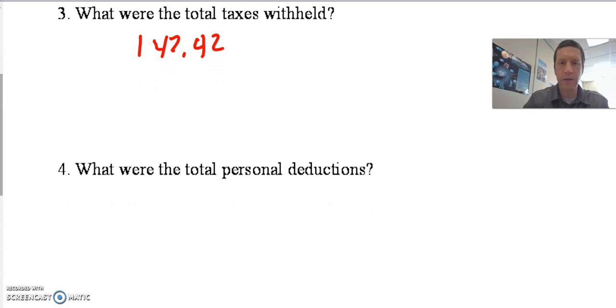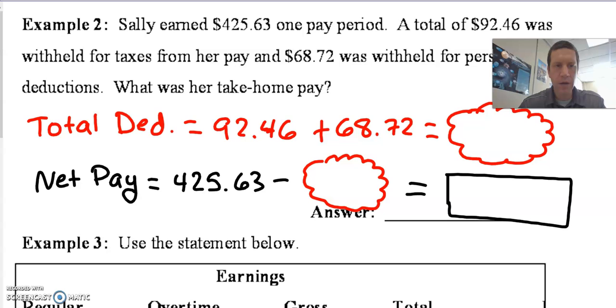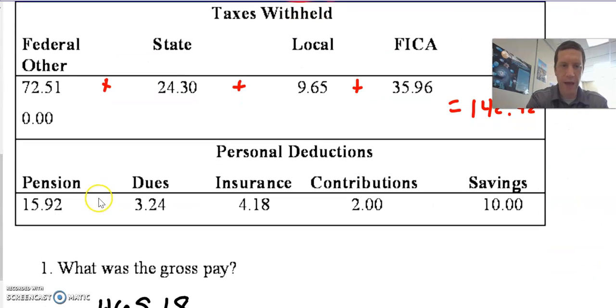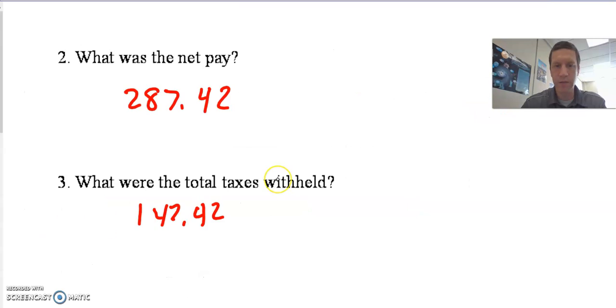And then lastly, the total personal deductions. So that says personal deduction. We'll assume that means personal, not total. So we're just going to add all these numbers up down here. So plus, plus, plus, plus. And I get $35.34.